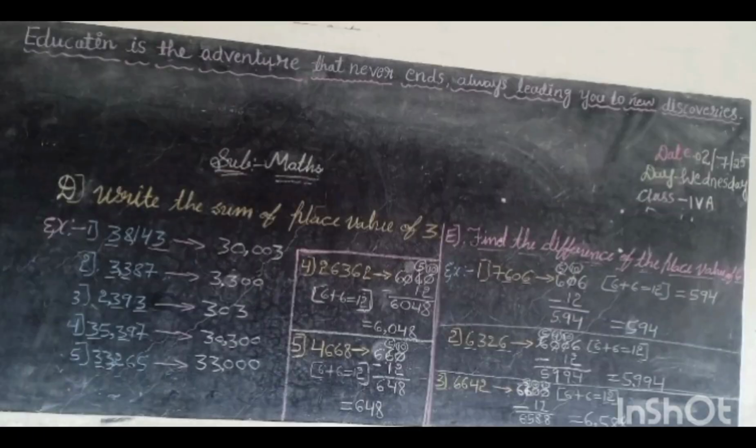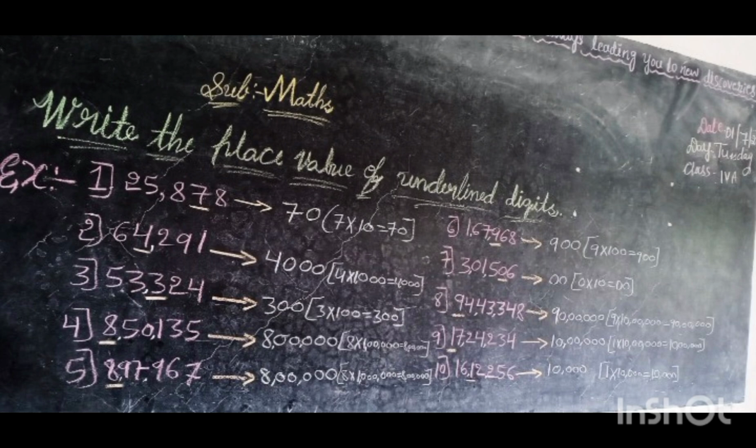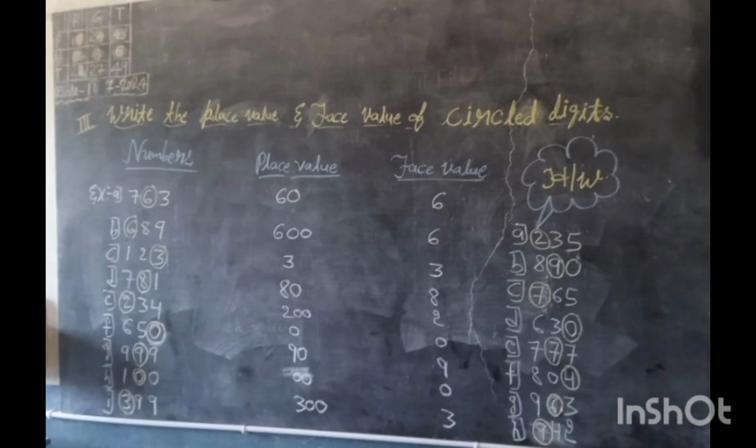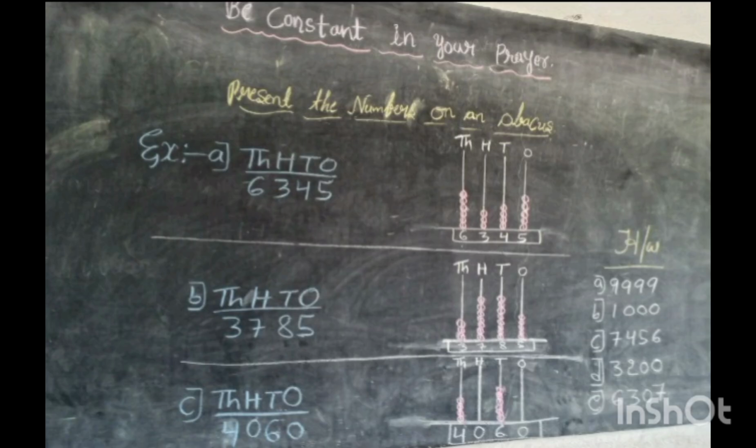Okay, for example, find the place value and face value of underline digit or circle digit. Like that we should give the problems or give the examples and teach through abstract method.